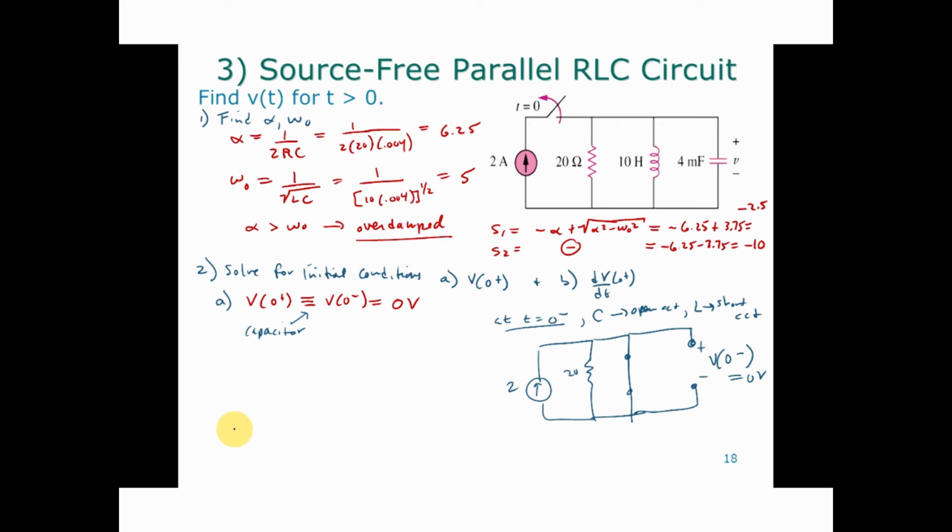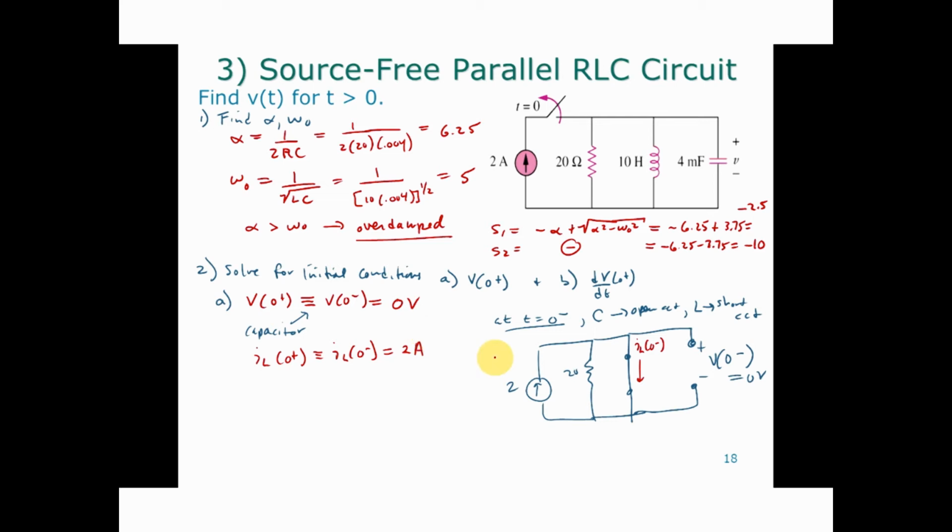Now, what about IL of 0 plus? So that would be this right here, or IL of 0 minus. What's IL of 0 minus? 2 amps? Yeah. It's 2 amps, right? Because all the current's going to go through that inductor. So IL of 0 minus, or in other words, IL of 0 plus, because of the inductor, is going to be the same as IL of 0 minus, because it can't change instantaneously, which is going to be 2 amps. It's getting all the current flowing through that short.